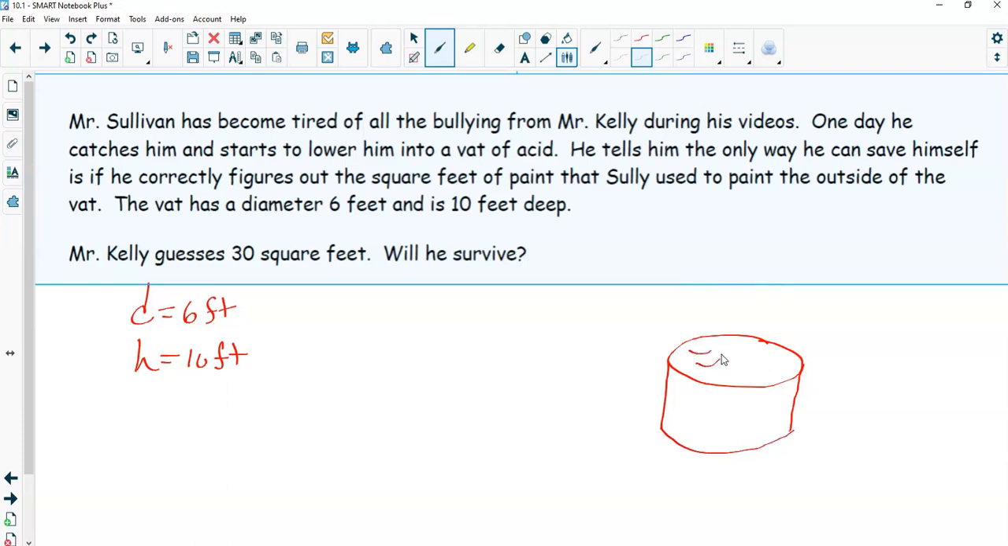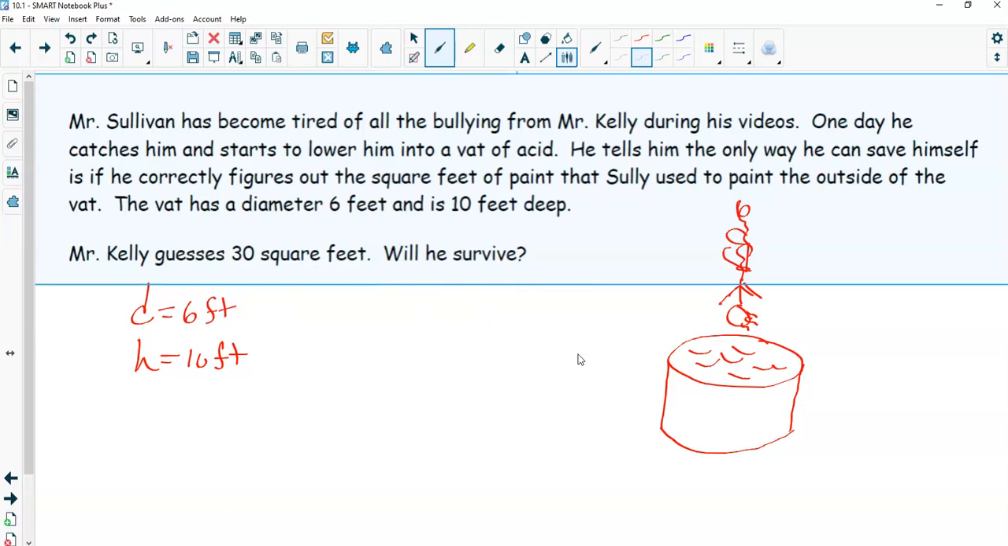Remember, this is full of acid, and they're lowering poor Mr. Kelly. So has become tired of all the bullying from Mr. Kelly, so they're lowering Mr. Kelly. Ooh, he's going down. It's his hair. Boom, boom, boom. His legs, they're tied up. And they're lowering him, right, to the acid. Now, Mr. Kelly guesses 30 square feet.